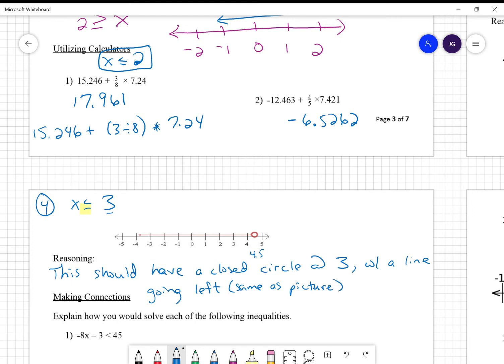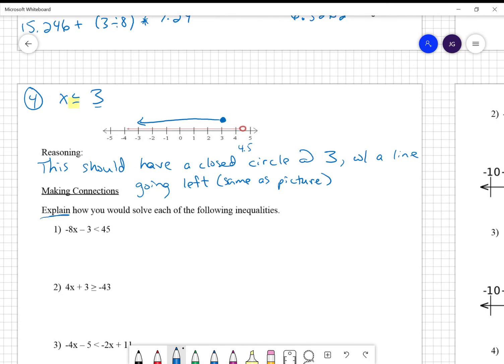So I should have a closed circle at 3. If x is less than that, that would be to the left. So the direction of the arrow is correct, but the circle was in the wrong place and it should have been closed instead of open. Okay, continuing.